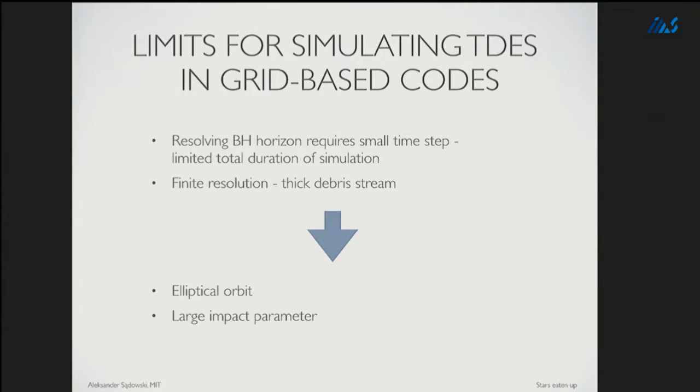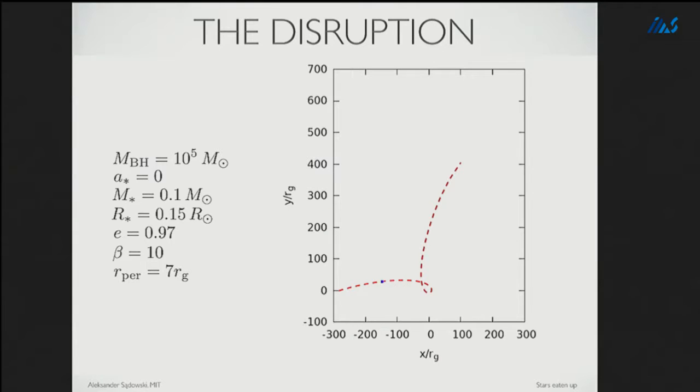Other limit is related to the resolution. The resolution is finite. We can't help that. And one has to be sure that the event that one wants to simulate will never become thinner than one or a couple of grid cells. And this leads us to a setup which was favorable in this case. So if we simulate an elliptical orbit and a large impact parameter, we can hope for the event to be taking place in a limited region which can be covered by a grid-based code. And also large impact parameter usually gives us a relatively thick nozzle so that it does not become excessively thin.